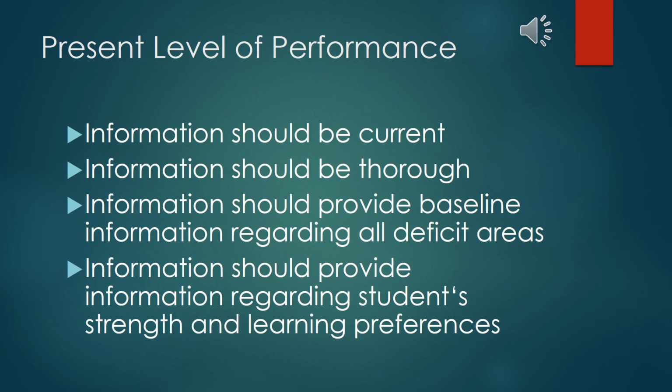It is very important that the information in the present level of performance is current, that it is thorough, and that it provides information regarding all the deficit areas that a student has, and that the information also includes the student's strengths and learning preferences. If you are serving a student and you review that student's IEP and find that the present level of performance does not have adequate information, I would recommend that you hold another IEP meeting to correct that IEP.